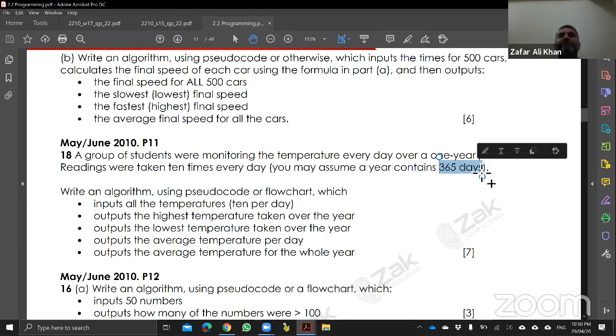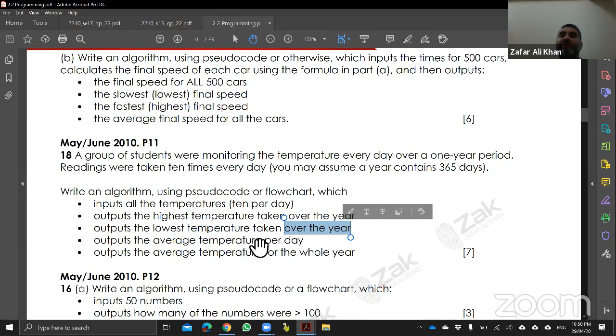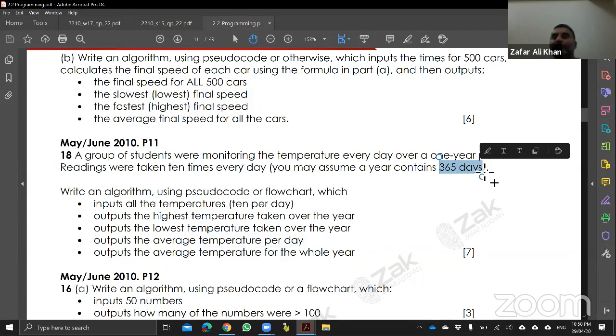If these are two numbers, accordingly outputs are required: highest temperature over the year, lowest temperature over the year, average temperature per day. It means that per day there are 10 inputs, and out of those 10 inputs we will find the average temperature per day. And since we are doing it for 365 days, we have two loops now, one loop inside another loop. That is why we call it nested.